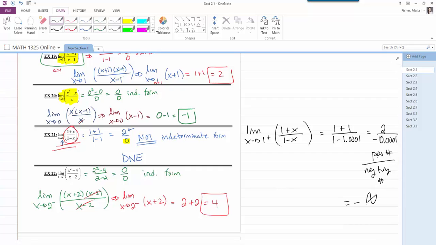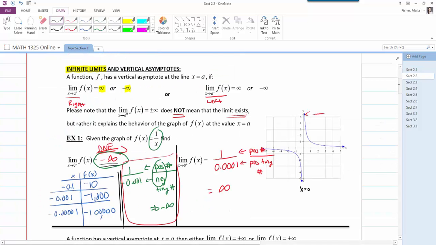So the limit as x approaches 1 from the right of (1 plus x) over (1 minus x) is negative infinity. When we're in section 2.2 and from here on out, we don't write does not exist anymore. We determine where it's going, and it's going to negative infinity. The limit still does not exist, but we describe the behavior of the graph at that point.